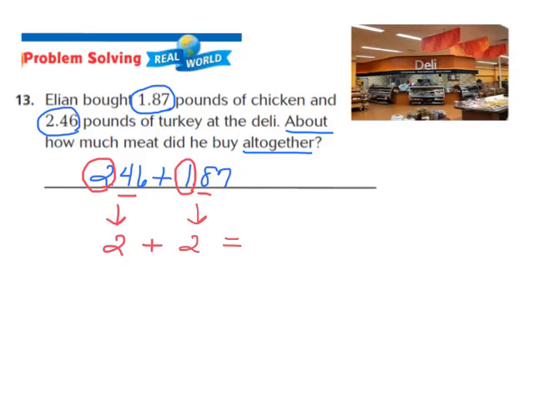So what I know is when I add 2 plus 2 together, it gives me an answer of 4. So what I know is 2 and 46 hundredths plus 1 and 87 hundredths is about 4 pounds of deli meat.